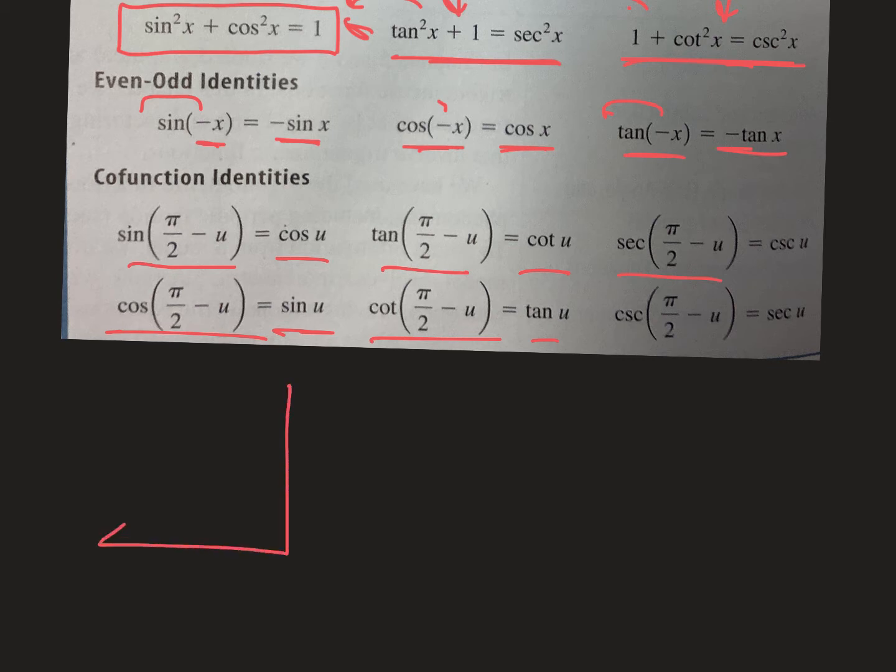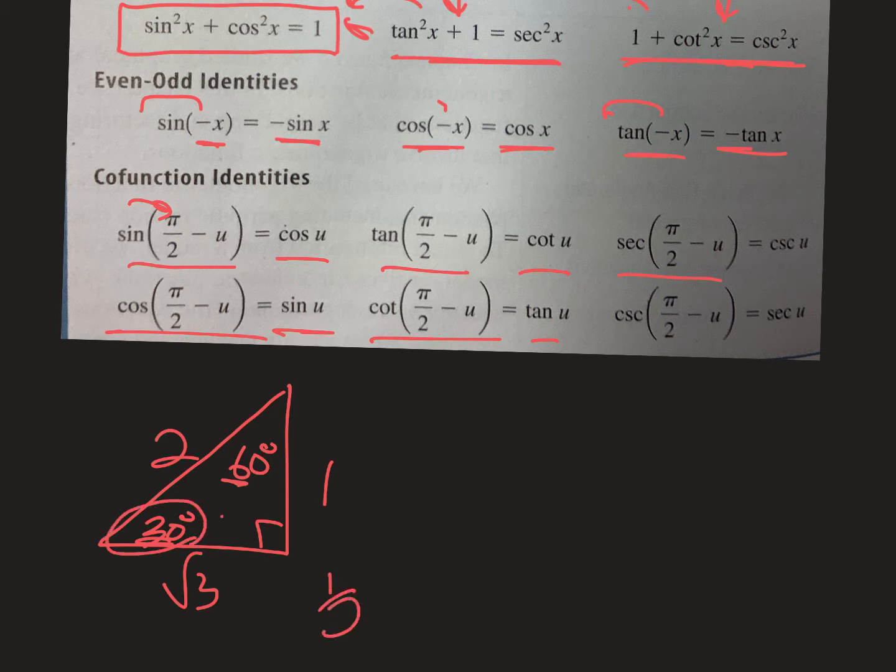So I want to take you way back to the 30, 60, 90. Here's 30, here's 60, there's 90. And then sides went like this: 1, square root of 3, and 2. Now, think about doing, first of all, 30 and 60 add up to be 90 degrees. That's the same thing as pi over 2. Okay, so watch what I'm going to do here. If I think about, let's say the sine of 30. If I do sine of 30, it is opposite over hypotenuse, which would be 1/2.